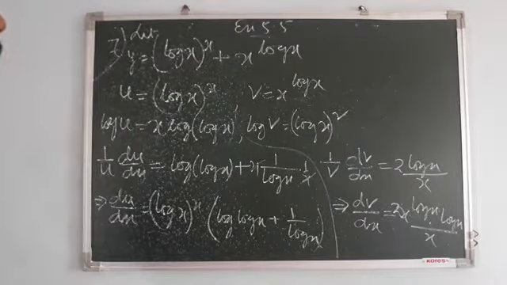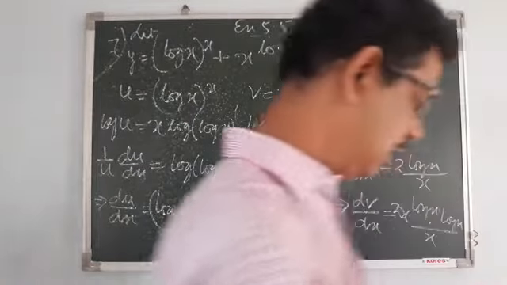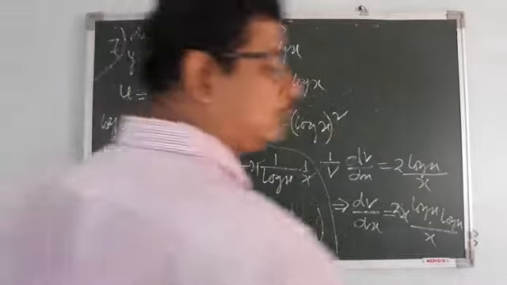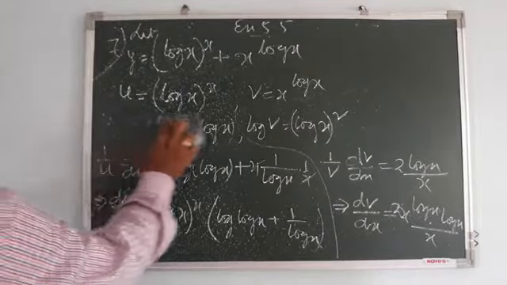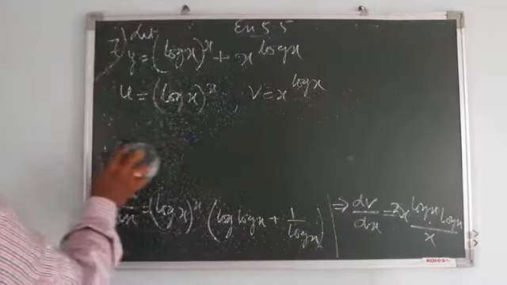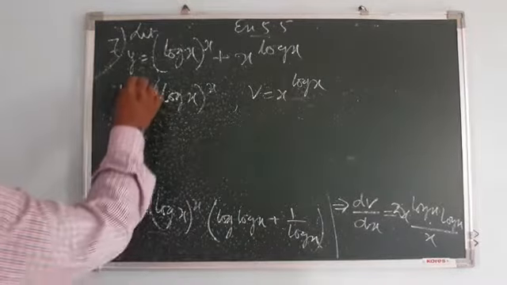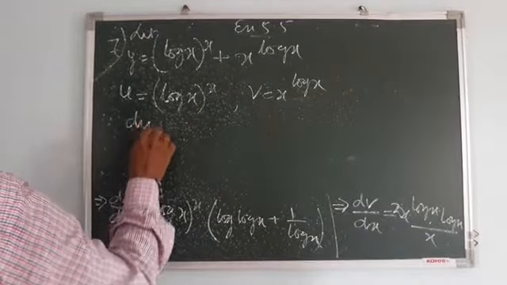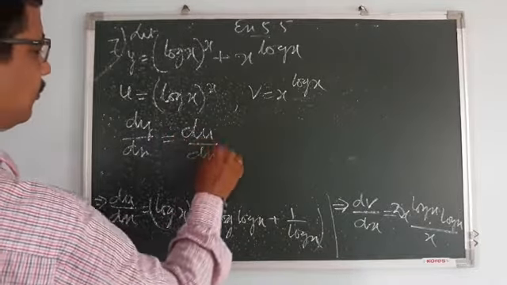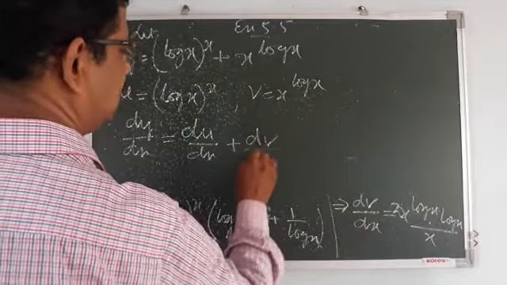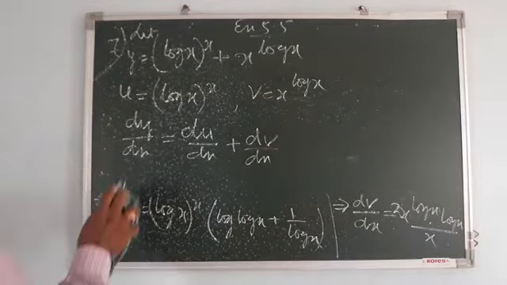Now we have to find dy dx. So what is dy dx? It will be as I have written. I will change these things. Then it will give what? Y is u plus v. So for dy dx, it will be du dx plus dv dx.